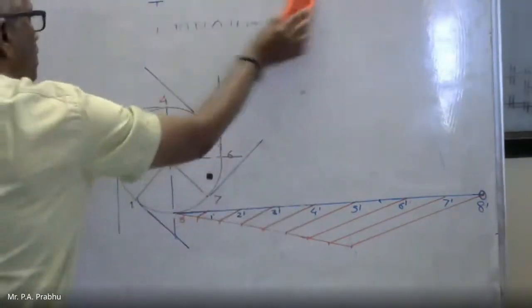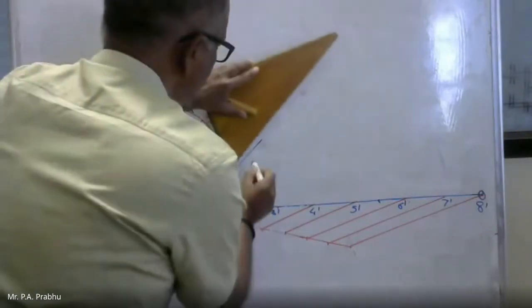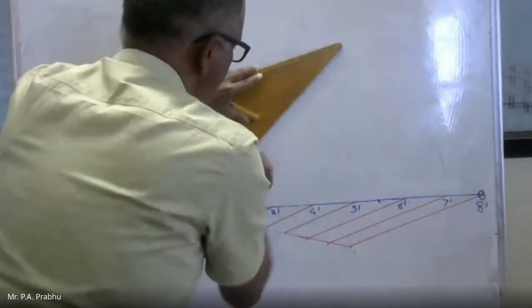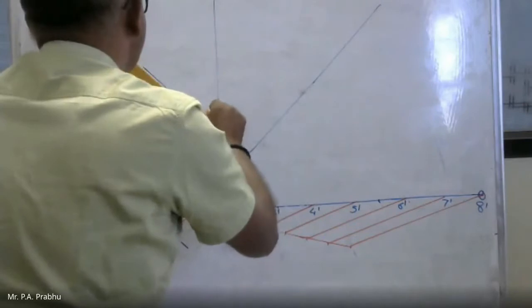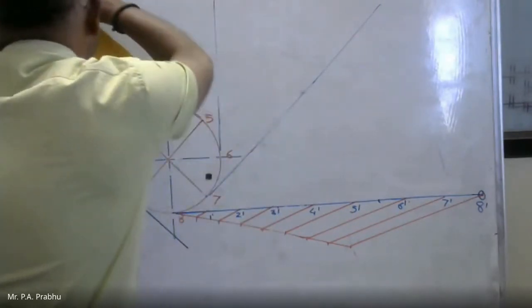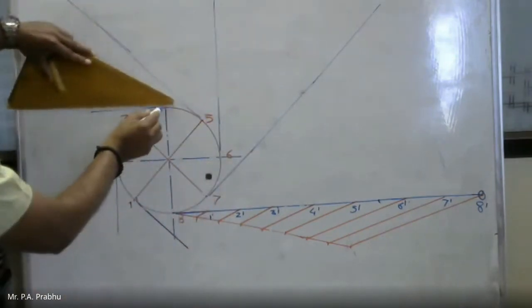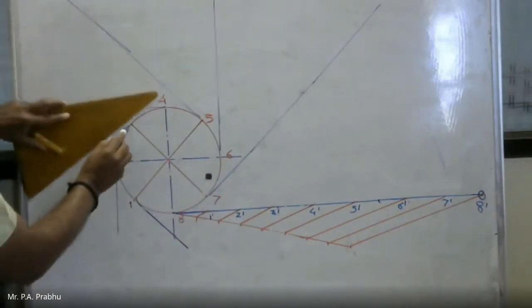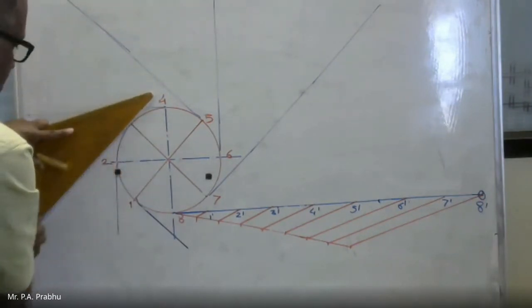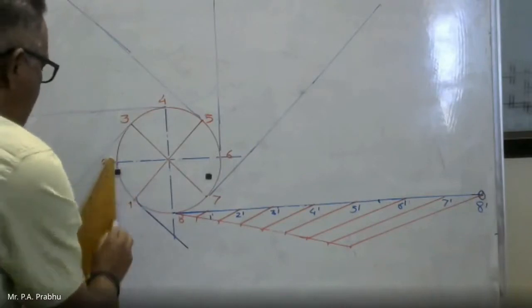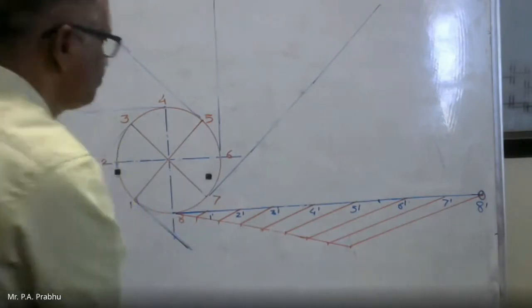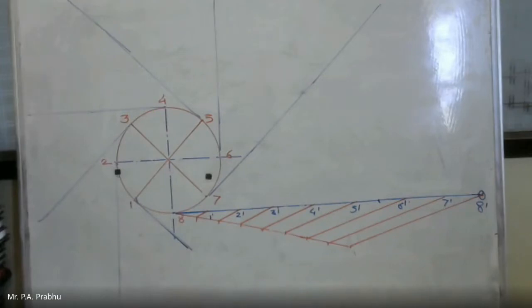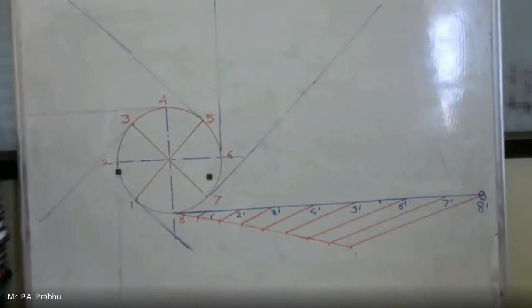Now extend this. So you can see here, through each point, I have drawn a tangent to the circle through each point.